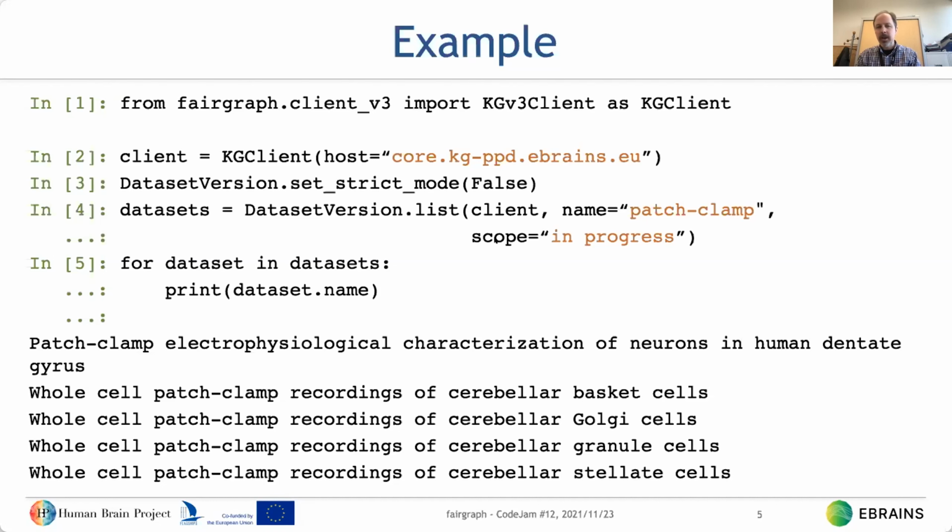And just in passing, we add this in progress scope because the migration is happening. By default, this shows released data. Because the migration is in process, not everything is released yet in the new knowledge graph. And so this won't work unless you have the right permissions to see this in progress data. But once it's all released, then you can just leave this part off and it will show you only the released datasets. Then we can iterate through our dataset objects and show, for example, the dataset name. And so these are the 5 datasets which have patch clamp in their names.